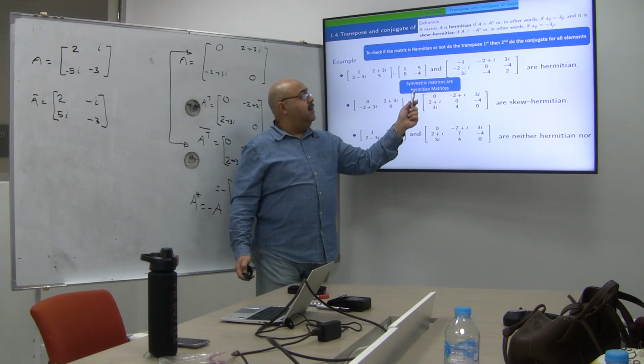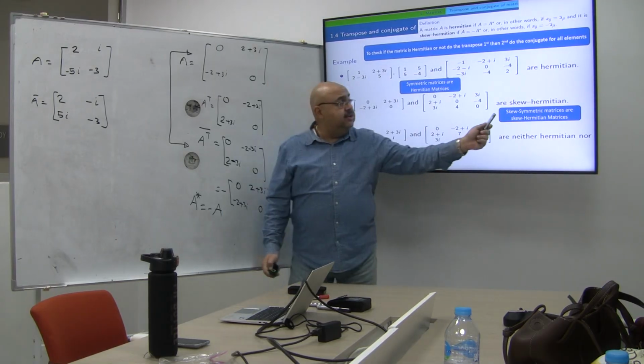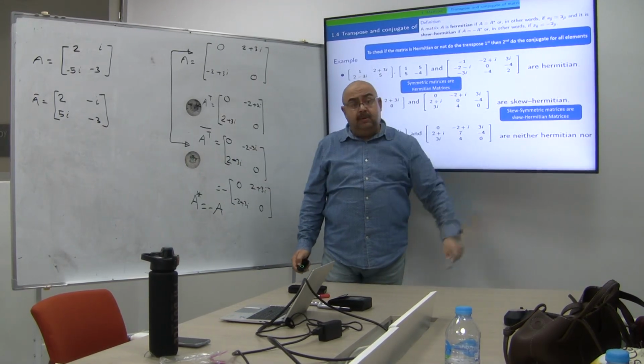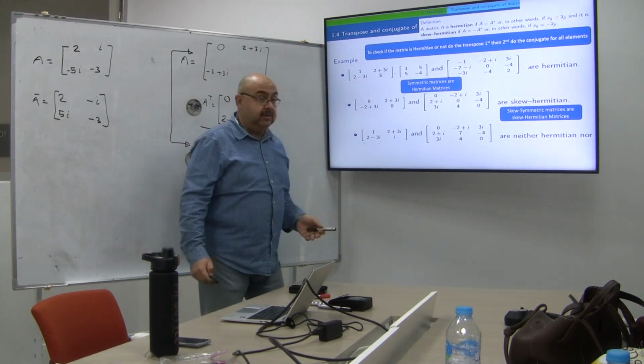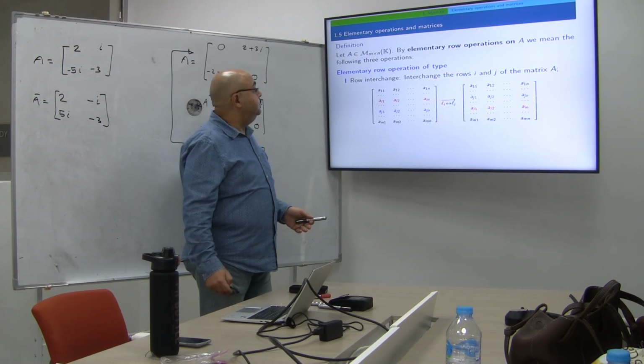Symmetric matrices are Hermitian matrices. Be careful, skew symmetric matrices are skew Hermitian matrices. They are special cases, of course. I'm talking about the real numbers. Okay.